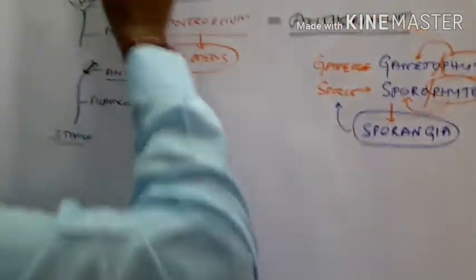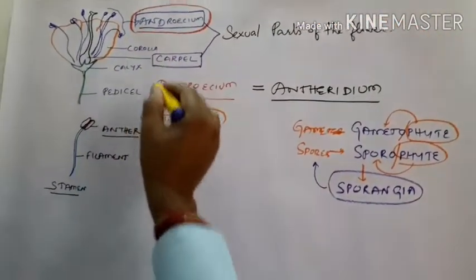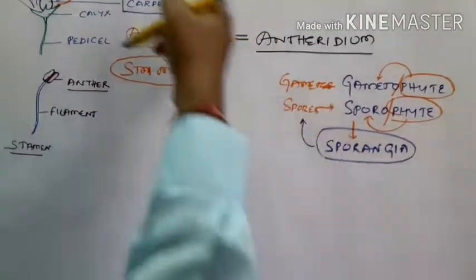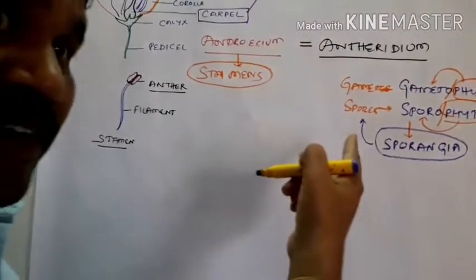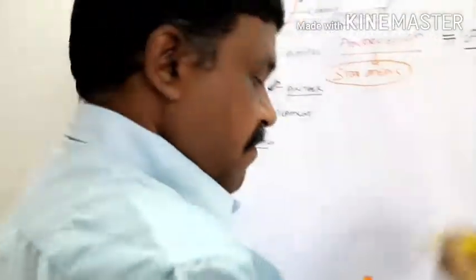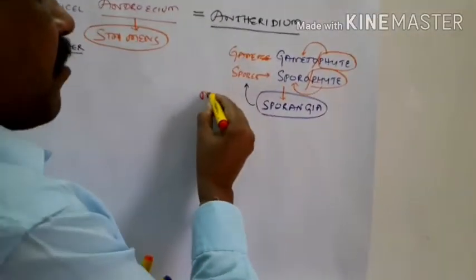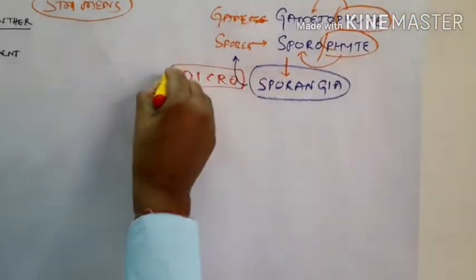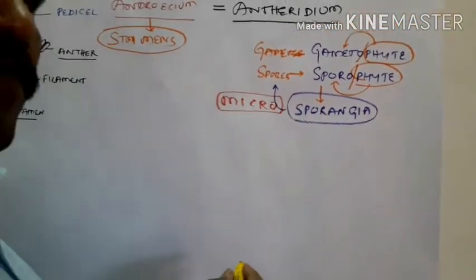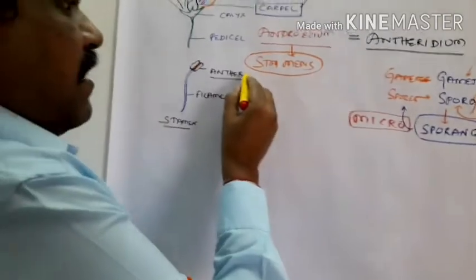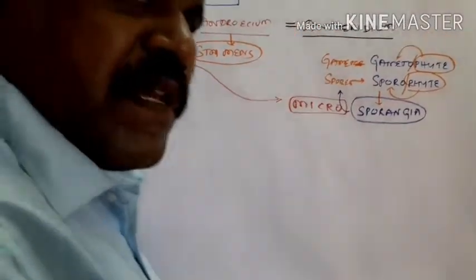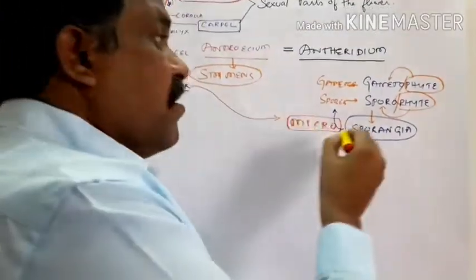So we are dealing here with a sporophyte, and that sporophyte is producing sporangia. Since we are talking about the male reproductive part, what should you add here? You have to add micro to sporangia. So, my dear, the anther is called a microsporangia. Is it clear?